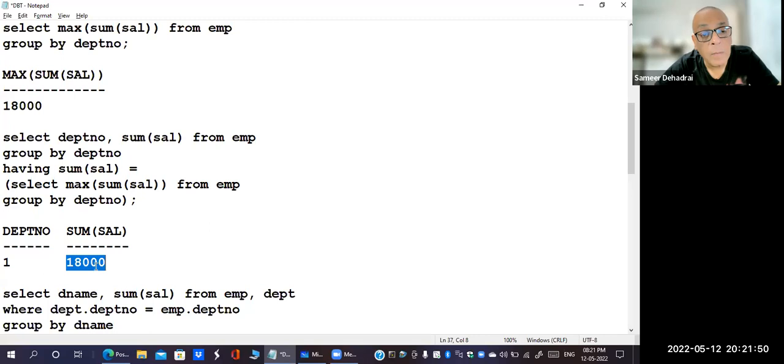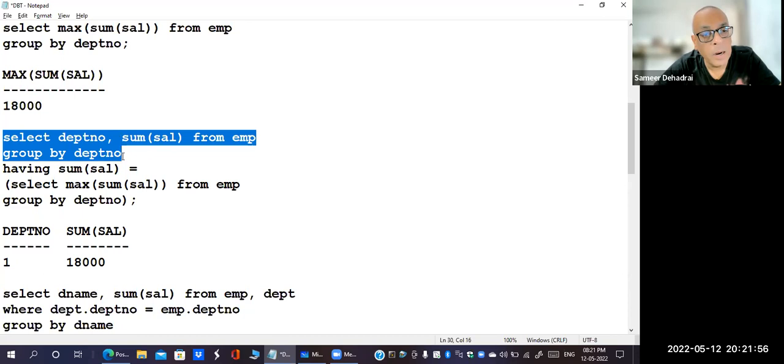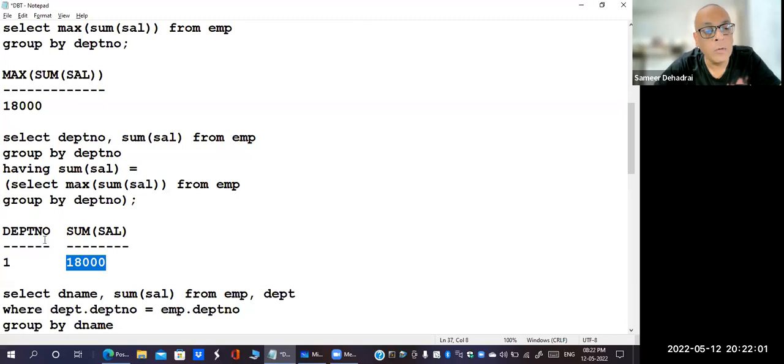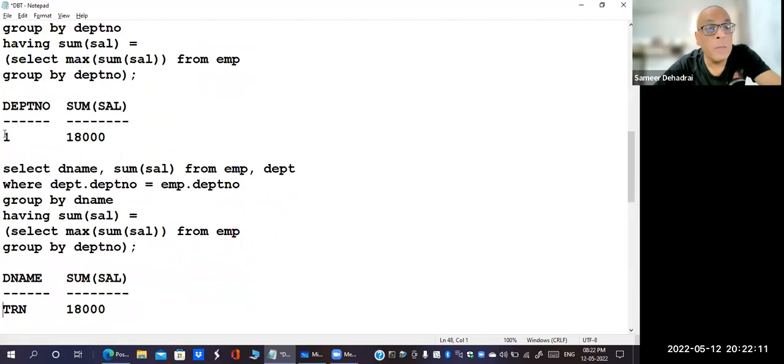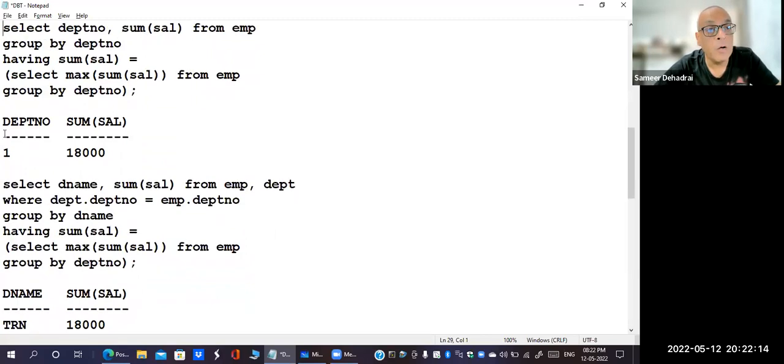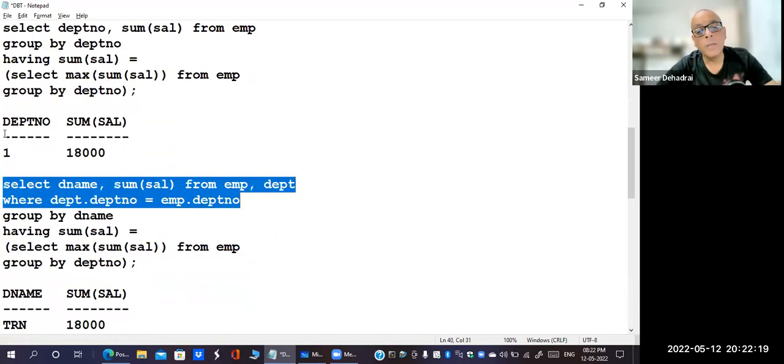Then to find out which department is having this total, I've written the main query: select department number and sum sal, group by department number. Having sum sal equal to 18,000 will give me department 1. It has the highest. And lastly, to find out the dname, rather than department number, if you want to see dname in the output, you'll have to write a join, select dname comma sum sal, which will give me the department with the highest total. Let me know when you finish writing quickly.